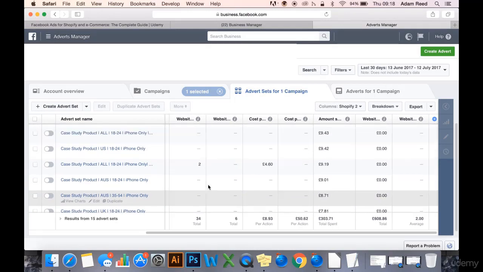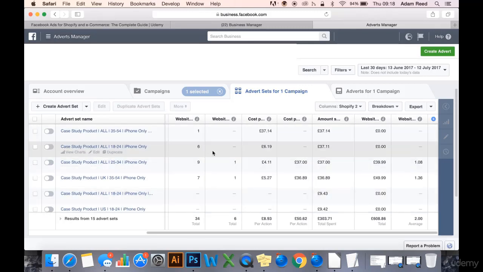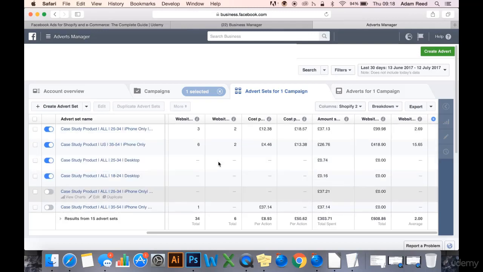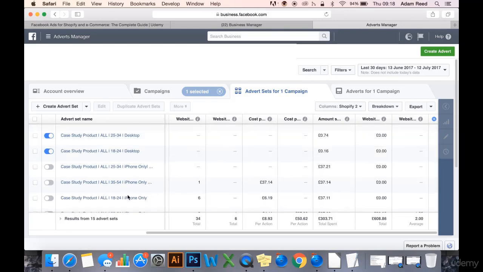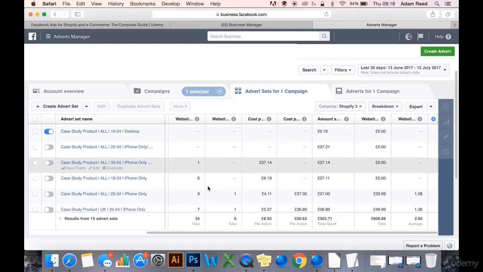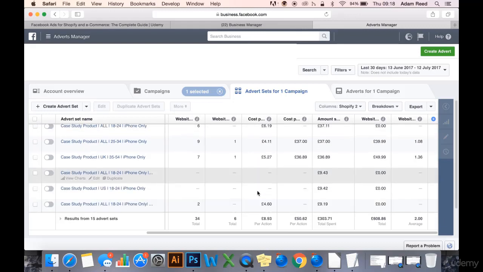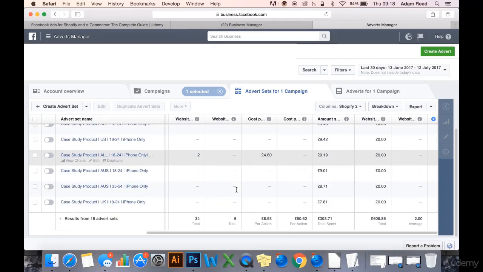My original ad sets I had running to all countries, just like in the first campaign, between iPhone and desktop. And I also had this 35 to 54 age range, which I've shown you I left out of the first campaign. I thought I'd try it in the second campaign. Here you go. So let that run. These ones that say all is where it's all countries. These are the first ad sets I run. And I didn't get very good results. I'll be honest. Didn't get good results.